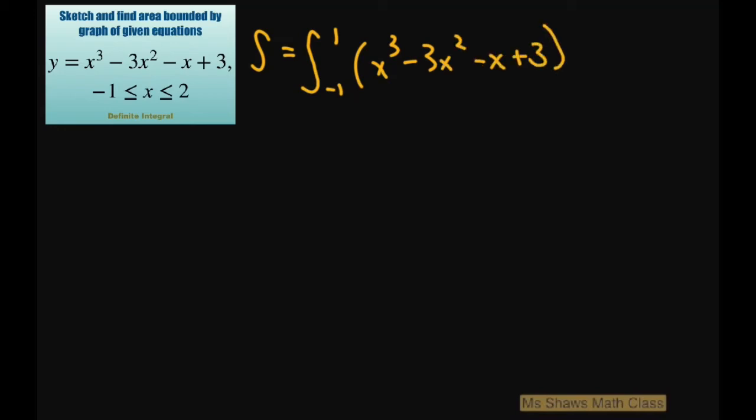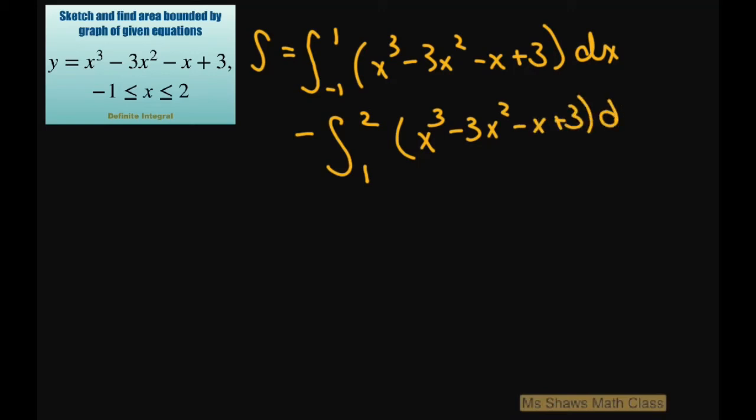The way we set that up is you're going to write the area, let's call it S, as the integral from -1 to 1 of x cubed minus 3x squared minus x plus 3 dx. And the second area was below the x-axis, so that's going to be minus the integral from 1 to 2 of the same, x cubed minus 3x squared minus x plus 3 dx.